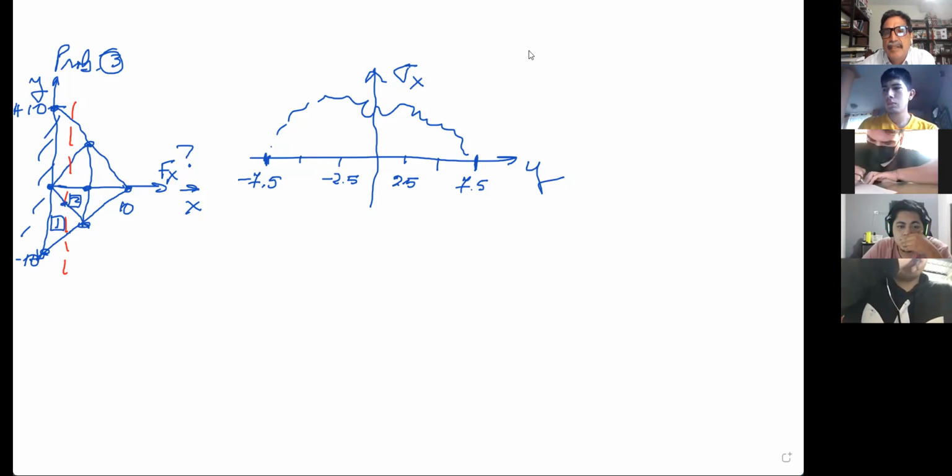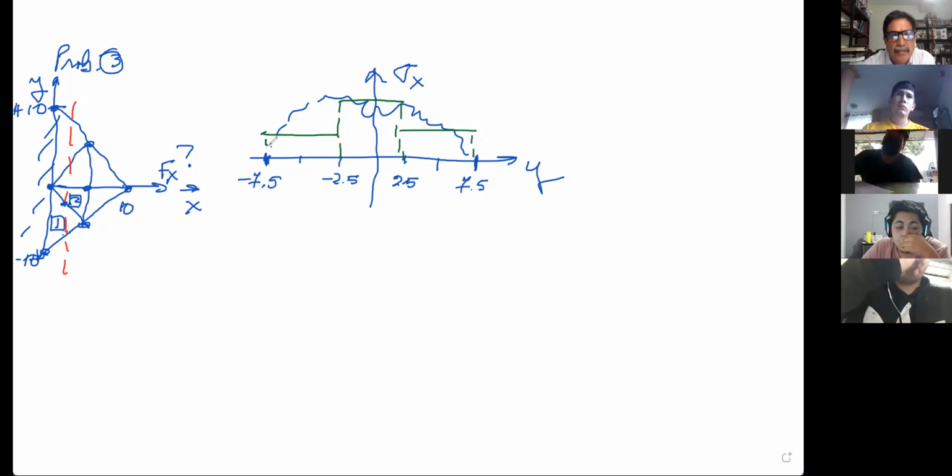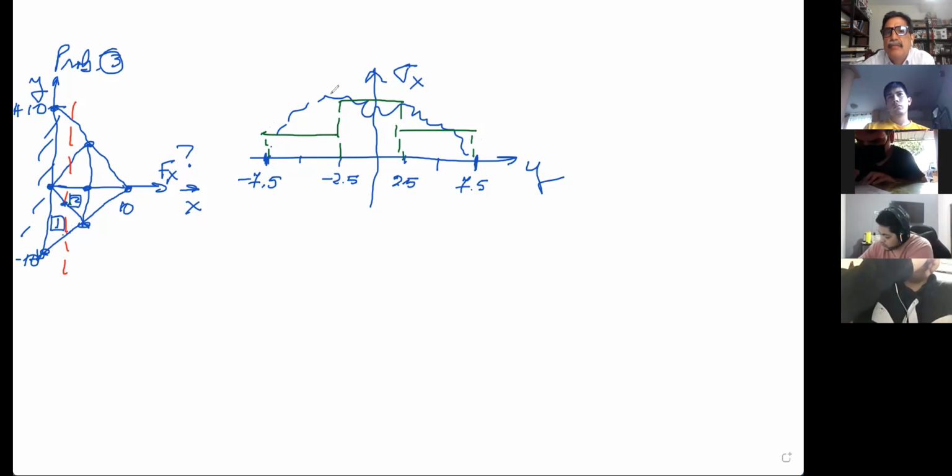So what I expect is that this is going to be something like this. In this area, the stress is going to be constant. And then from here to here, we're going to have a decrement. I don't know how much. And this is going to be equal to that. Okay. So this is the distribution.